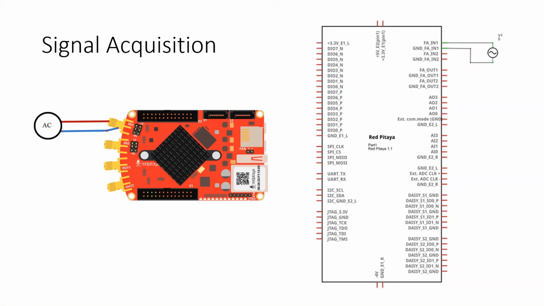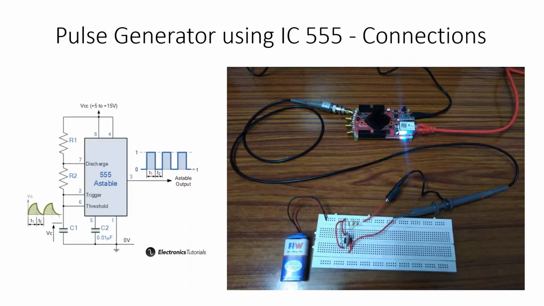Next, let us look at the signal acquisition part. We can acquire signals through the Red Pitaya into MATLAB also. These are the connections. Just connect the alternating source to input 1, channel 1 of the Red Pitaya. This is how it should look.